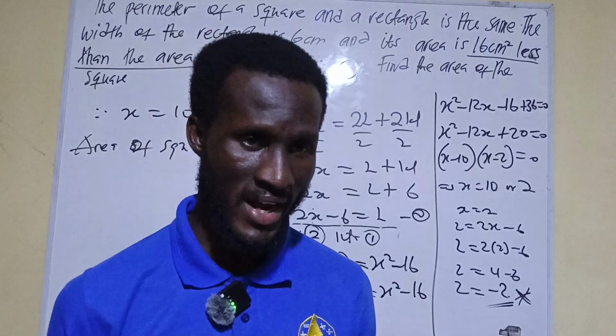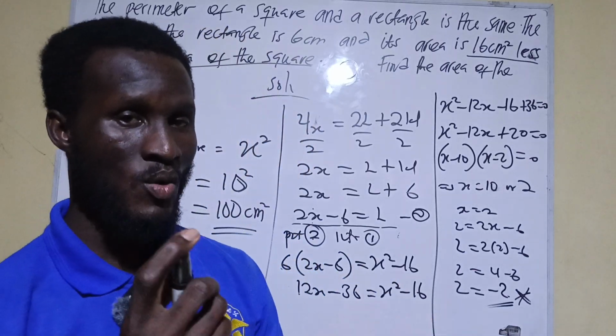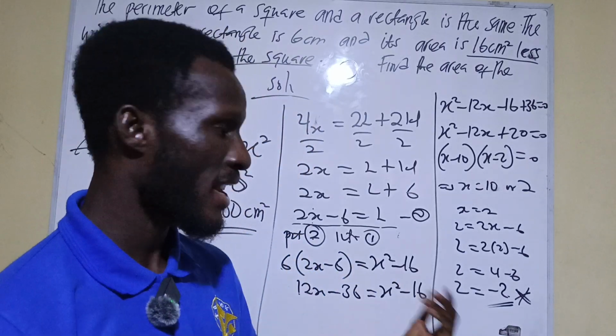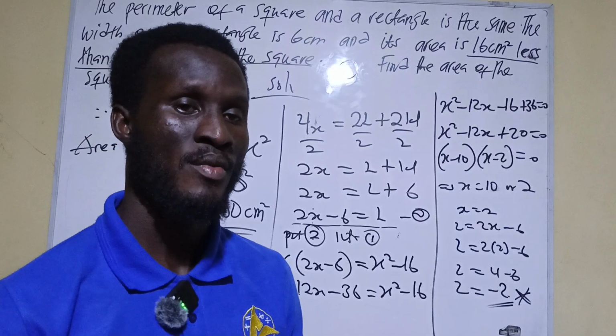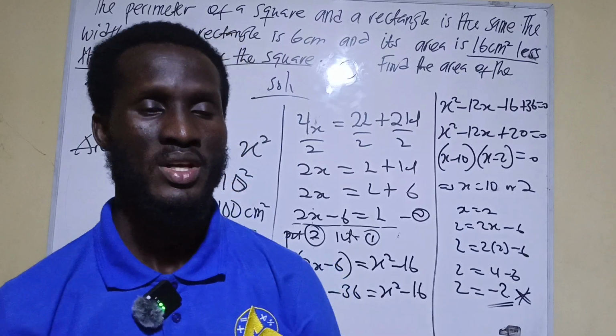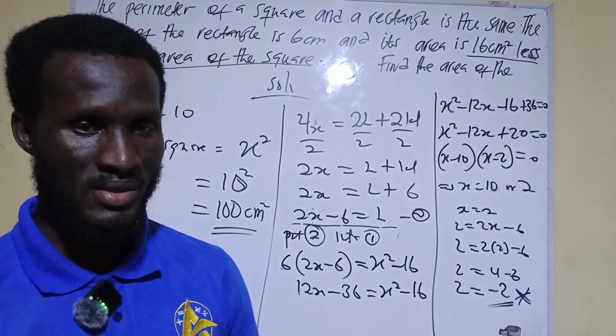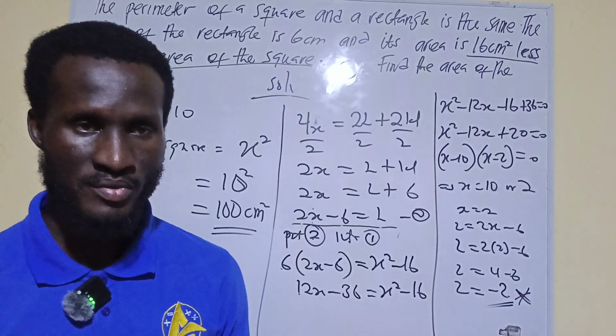It is so simple, right? You don't have to accept any answer. The length cannot be negative. The size of a rectangle and a square can never be negative. So when you are solving a question, you make sure you test the answers.